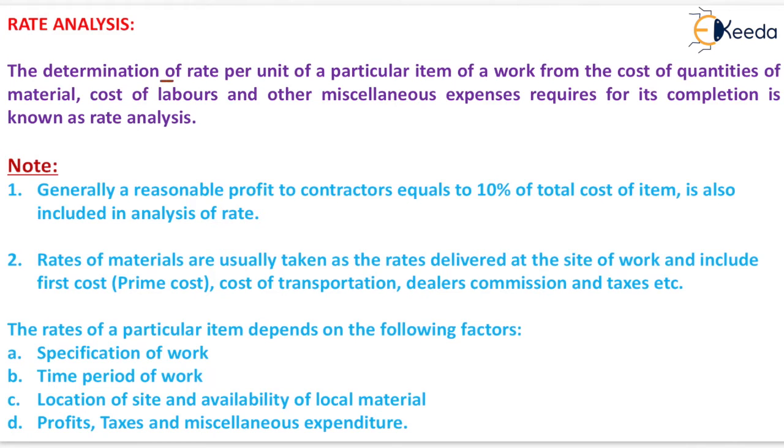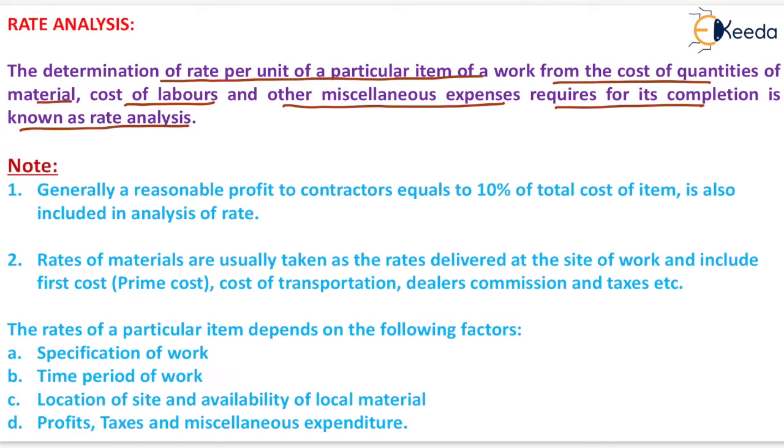The determination of rate per unit of a particular item of work from the cost of quantity of material, cost of labor, and other miscellaneous expenses required for its completion is known as rate analysis. Generally, a reasonable profit to contractors equal to 10% of the total cost of the item is also included in the analysis of rate. It means that we have to include 10% of the total cost of the item as contractor profit.